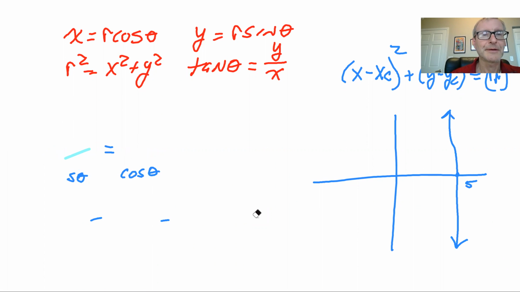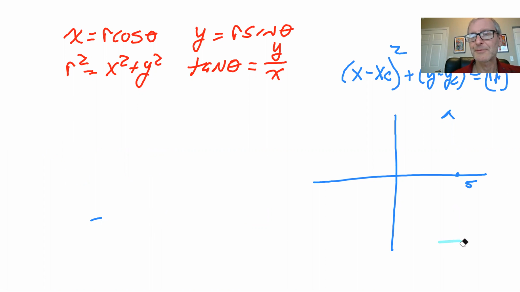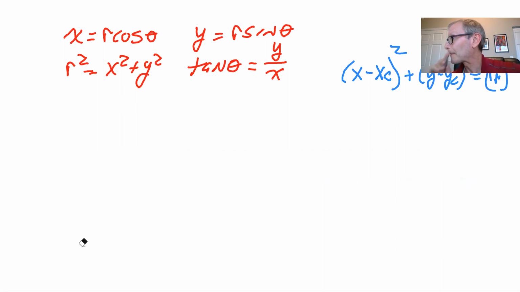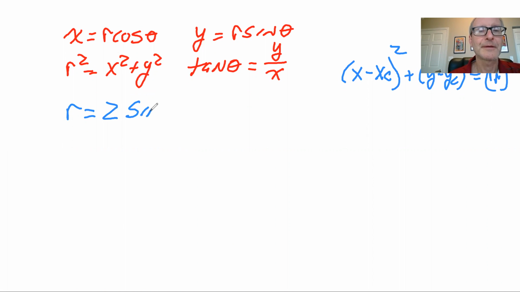So we did a circle and we did a line. And so let's do one that looks like this. Let's see. So this one would be r equals 2 sine of theta. And let's convert this into Cartesian.